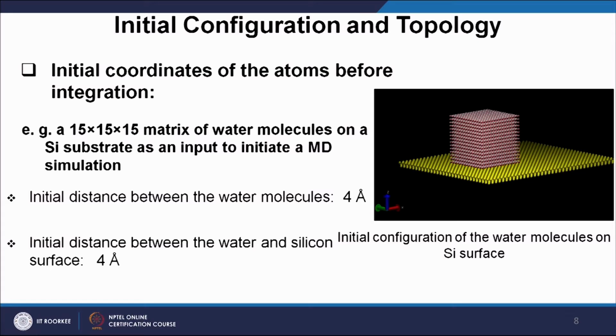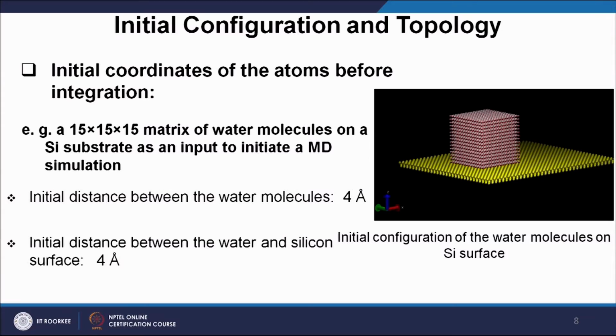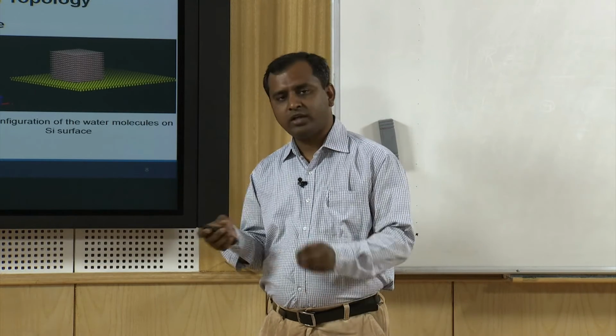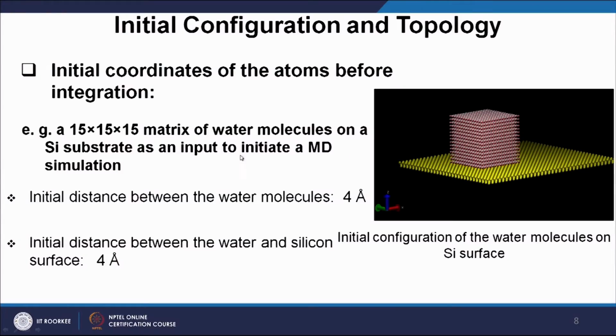So, for setting up a simulation, here I have given you one example of a water box over a silicon substrate. I have taken a 15 cross 15 cross 15 matrix of water molecules as a box over the silicon substrate, okay, and then the initial distance between the water molecules we have kept as 4 angstrom. Remember, this is not the bond length or R naught; this is between two water molecules we have kept 4 angstrom, okay, and the initial distance between the water and silicon surface is also kept as 4 angstrom. So, here this will be the figure for the initial placement, okay.